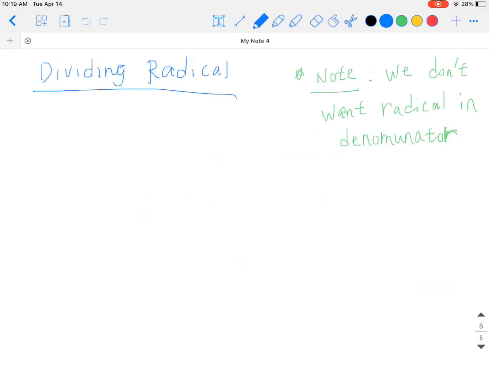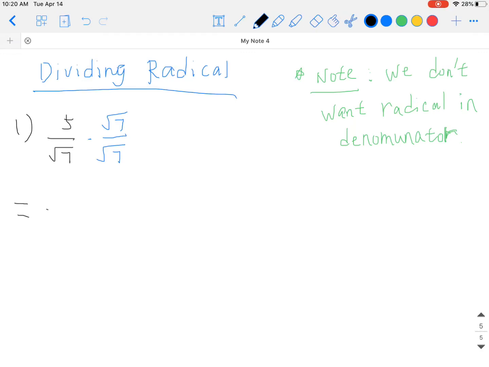Okay, for dividing radicals, the note is we don't want any radical in our denominator. So for example, if I have 5 over radical 7, we don't like the denominator, which has radical 7. So to remove this radical, one of the ways we can do it is multiplying whatever the radical is in our denominator, top and bottom.